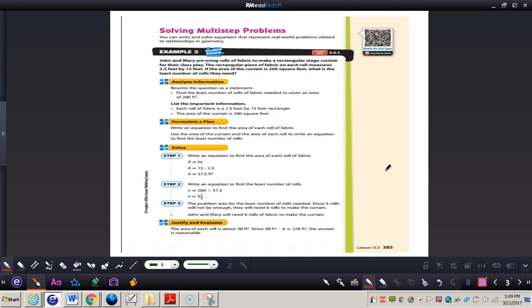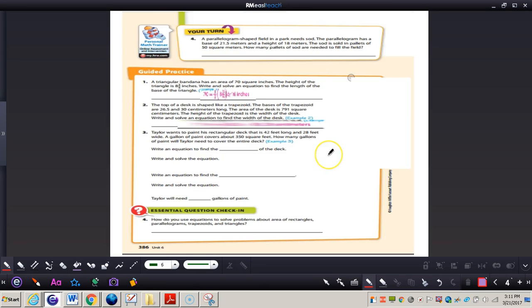Now you can justify and evaluate. The area of each roll is about 38 feet squared. So since 38 feet squared times 6 equals 228, the answer is a reasonable answer. Okay, let's take a look at number 4.